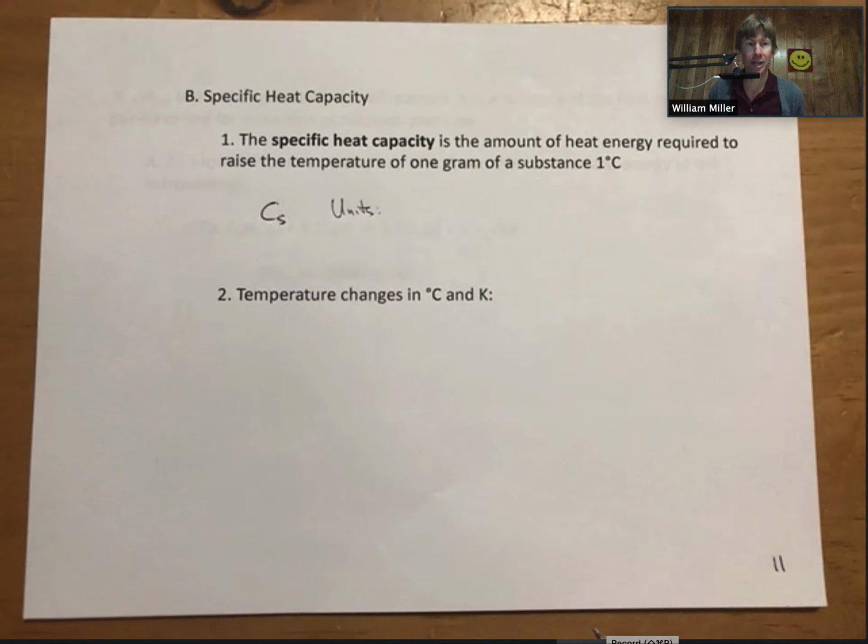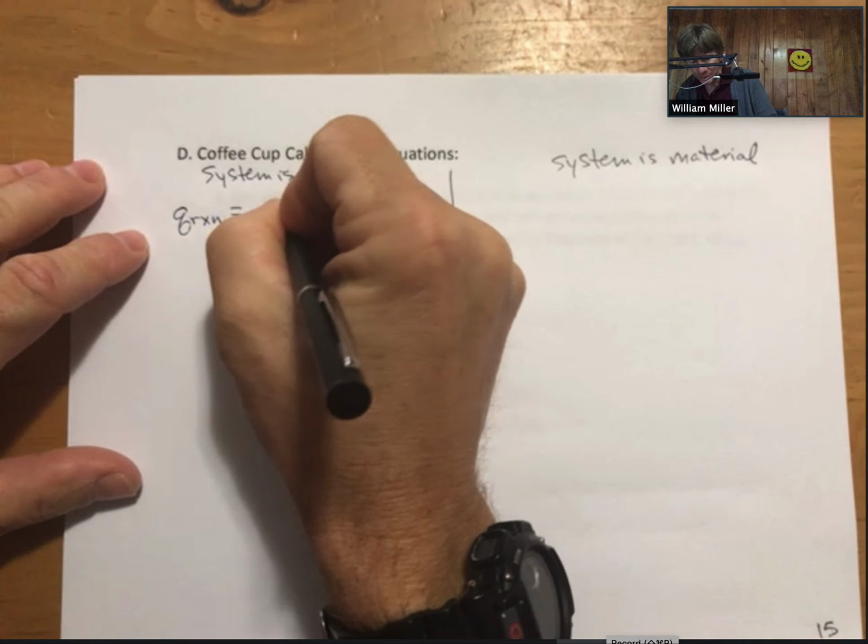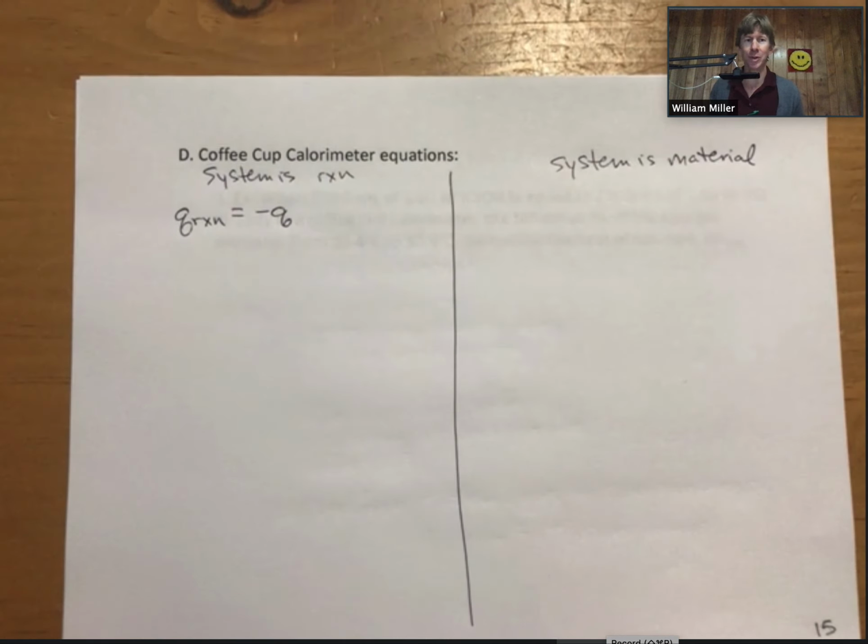And we have the system as a material. Similar, though I think it's best to keep these two sets of equations separate in your mind. I don't know, we'll see as we go. System as a reaction, then Q system becomes Q reaction. It is equal to minus Q of the surroundings.